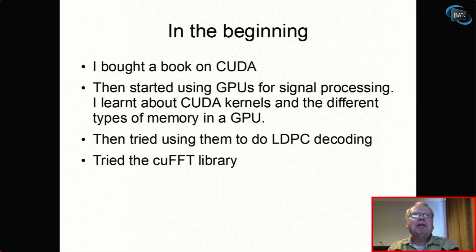Right. In the beginning, I bought a book on CUDA because I wanted to accelerate software-defined radio, and using parallel processing seemed to be a way to do it. That was back in the days when sound video cards weren't that powerful. So the first thing I learned about was how CUDA kernels work and the different types of memory in a GPU. The type of memory is the most important thing to understand.